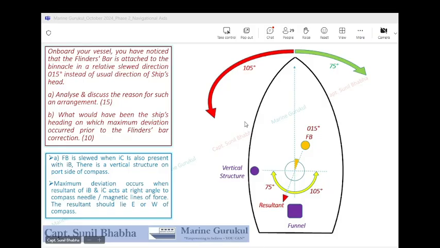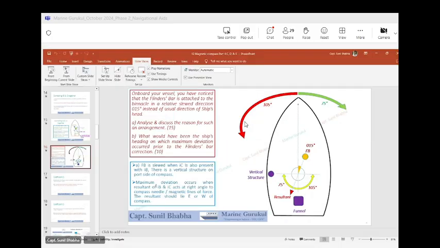Understood, sir. Okay, great. Very good, beta. So this is another 25 marks question which can come in your exams. This diagram and the explanation will do the job. Great, beta. So that completes coefficient Charlie. So I'm closing down the presentation now.